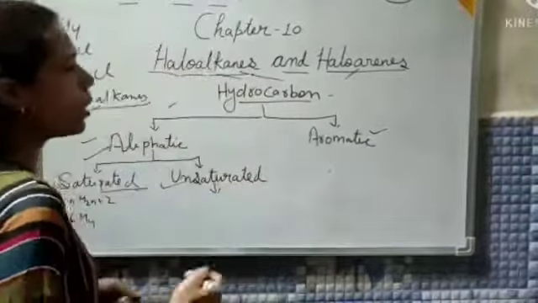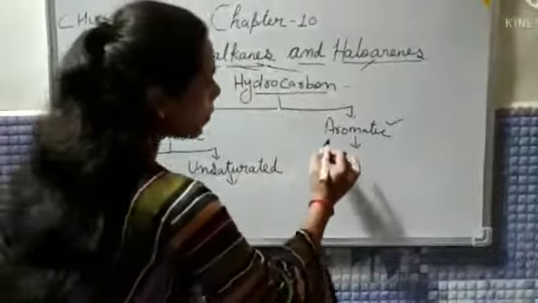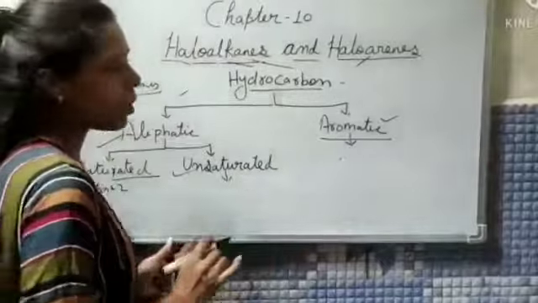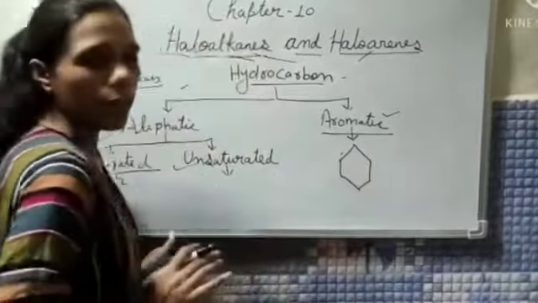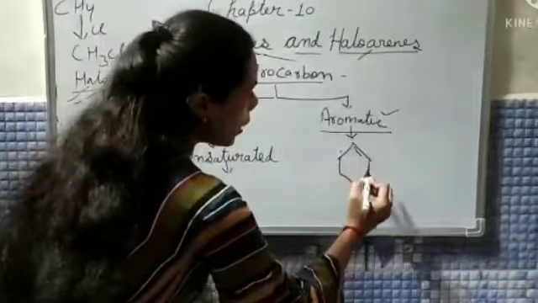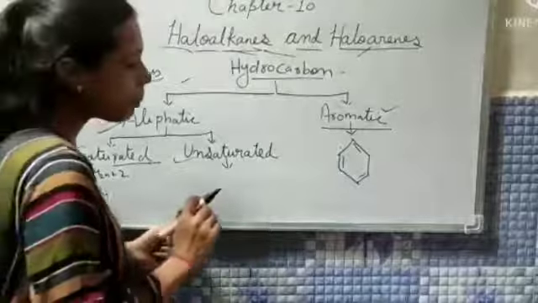aromatic hydrocarbon. Now, a simple example of aromatic hydrocarbon is the benzene ring. The benzene ring is present there, which contains alternate double bonds. This is a simple example of aromatic hydrocarbon.